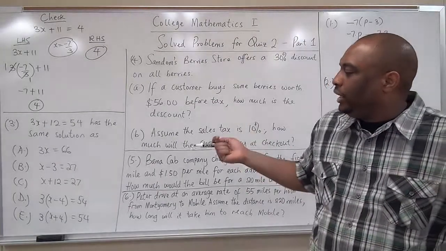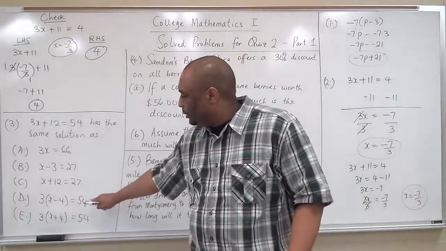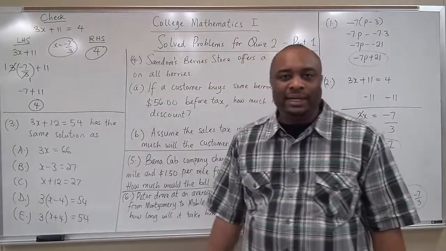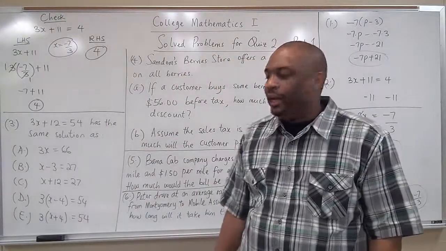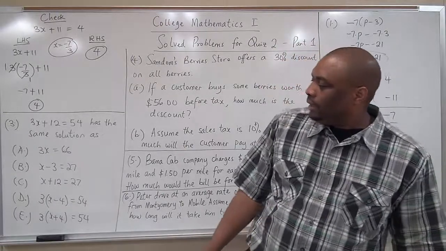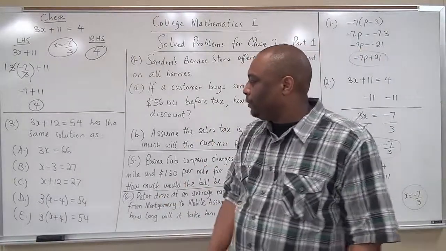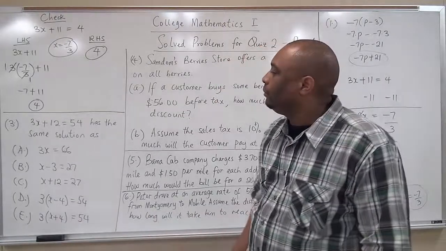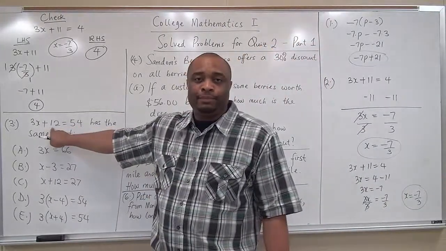If you look at D and E, the right-hand side is 54, 54. So let's look at the left-hand side. We look at D, 3 parentheses x minus 4. If you distribute that, it gives you 3x minus 12. But here we have 3x plus 12.